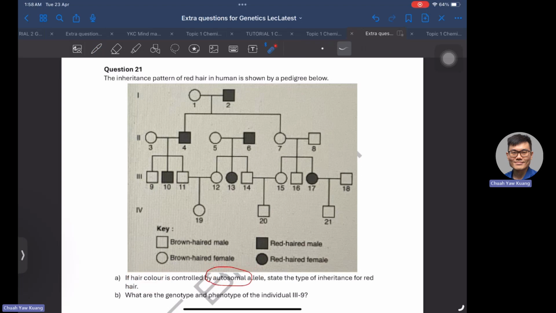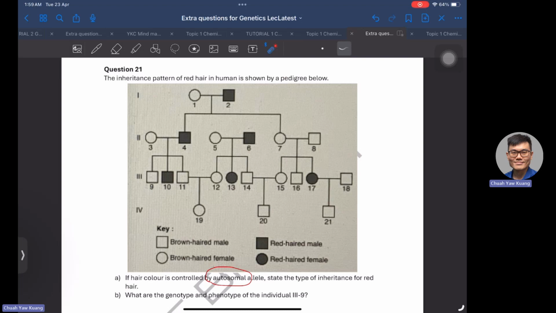Okay, so now what we need to do is, based on the pedigree, figure out whether this is autosomal dominant or autosomal recessive. What the question wants is the type of inheritance for the red hair. So you have to figure out whether red hair is dominant or recessive, so you have to look into the pedigree. One of the ways to identify dominant or recessive is to see whether it skips or doesn't skip the generation.